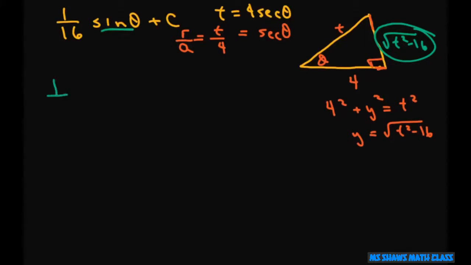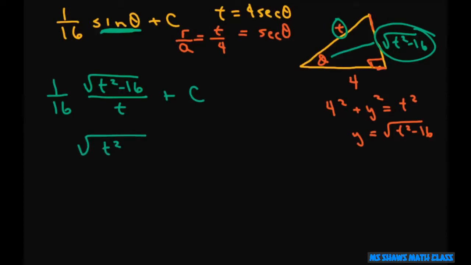So we have 1/16, and we want sine of theta. Well, sine is opposite over hypotenuse. So opposite is going to be square root of t squared minus 16, and your radius or your hypotenuse is t, plus c. Or you could just write it as square root of t squared minus 16 divided by 16t plus c.